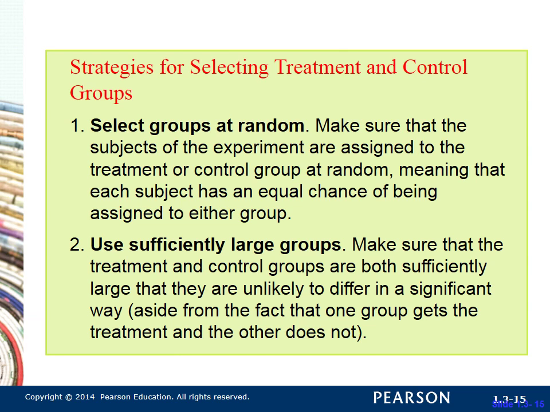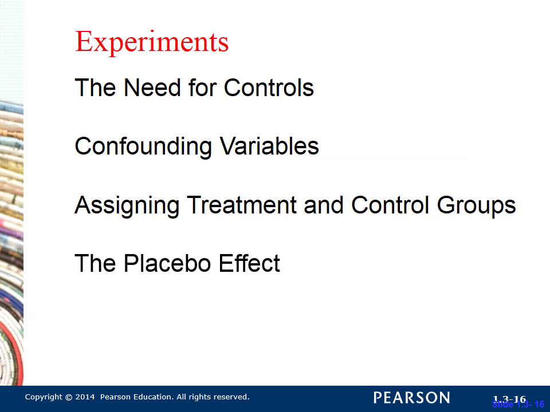Also, we want sufficiently large groups. In statistics, more is better. Now, more isn't always possible because more costs more money, but you want to have the largest group possible based on your budget, etc. So make sure treatment and control groups are both sufficiently large so they're unlikely to differ in a significant way. We'll talk about this significance a little bit later in the semester. So the only difference between the groups should be one's getting the treatment and one does not, as far as possible. And they should be pretty much the same size.